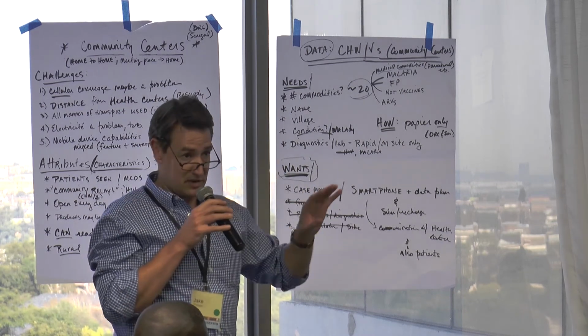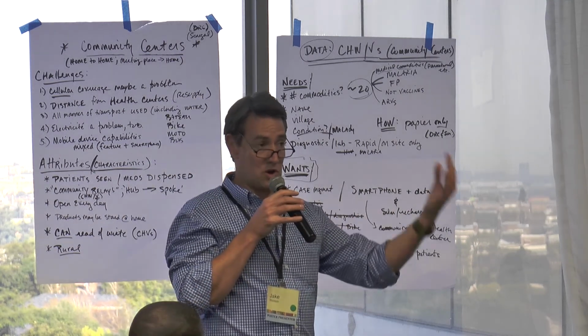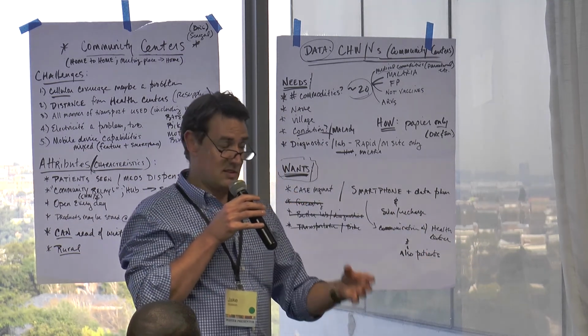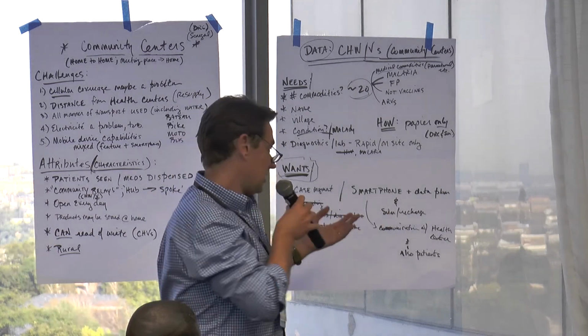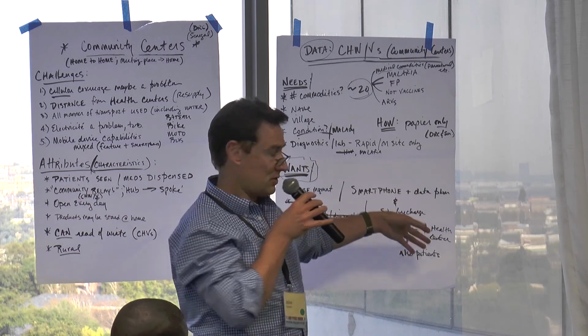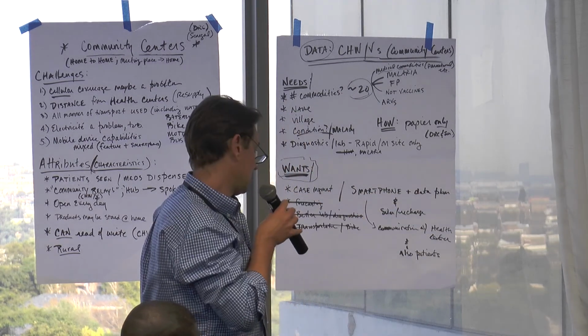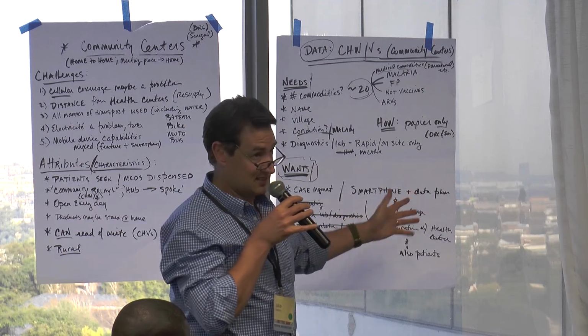It would be great for these CHVs to have some sort of case management system so they would know who to follow up with. There are some technological solutions out there that run on smartphones, so therefore they would want a smartphone, data plan, and some way to recharge it. Those are all related to data needs.